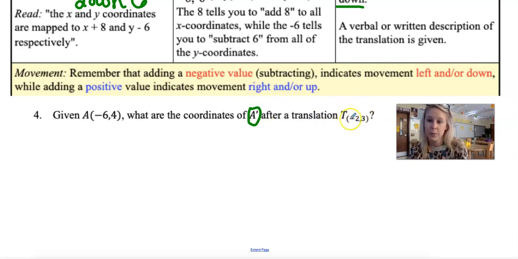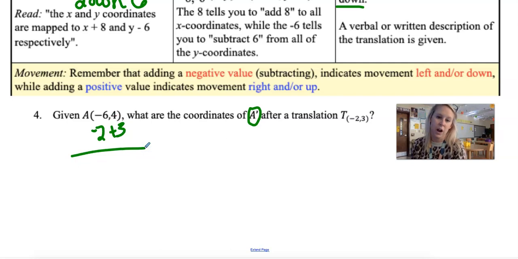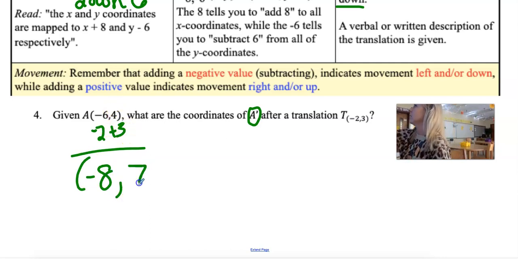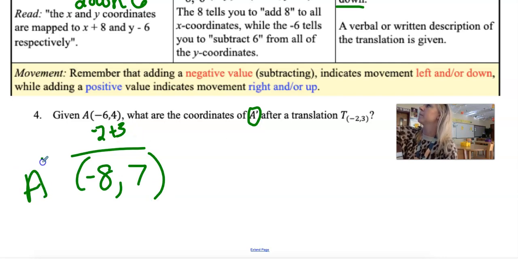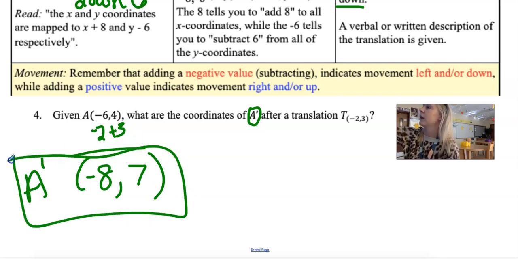That means take away 2 from your x values, add 3 to your y values. So I'm going to do it below it. Take away 2, and then add 3. And then you just figure out what that would be. Negative 6 take away 2 is going to be negative 8. And then 4 plus 3 is going to be 7. So my A prime is now located at the point (-8, 7). Okay? So this is just the number that we would put underneath it and add or subtract.